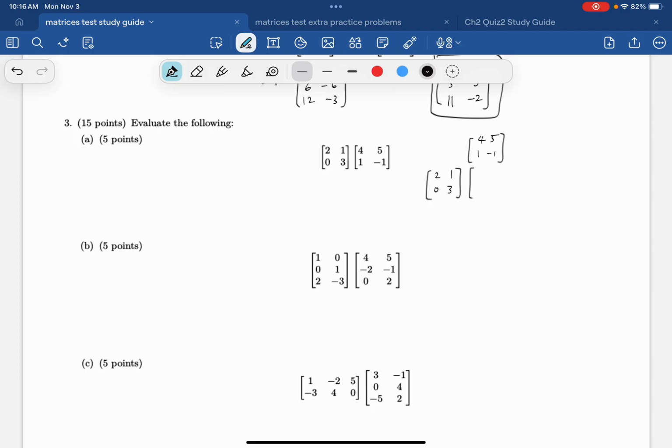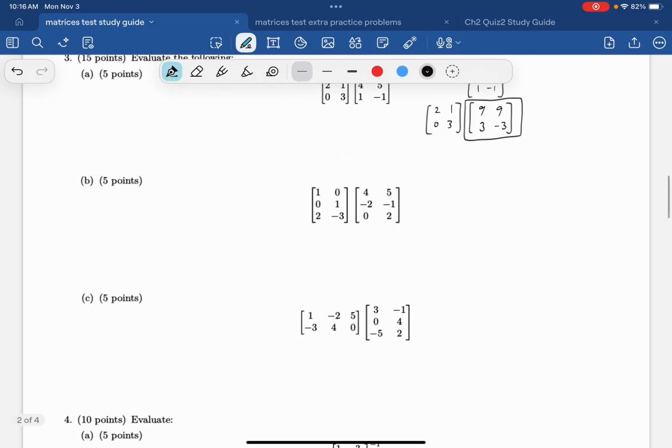Okay, and then I'm going to multiply element by element based on which row and column lines up with that. So the first element is going to be 4 times 2 plus 1 times 1. So that's 8 plus 1, which is 9. And then I have 10 minus 1, so it's also 9. And then 0 plus 3, and 0 minus 3. Okay, so that's going to be my answer here. 9, 9, 3, minus 3.